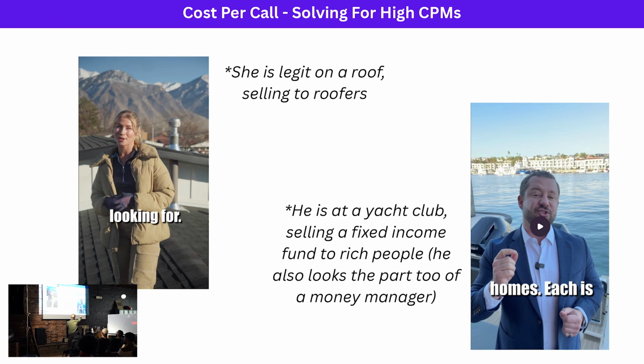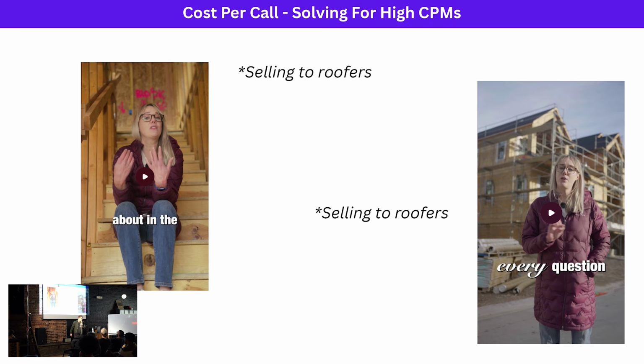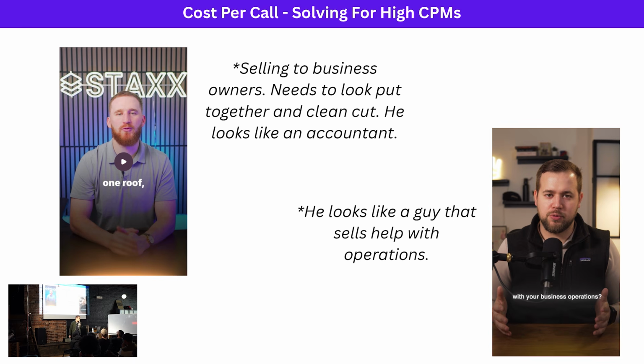Another one here, this guy raises money, and he's at a yacht club selling fixed income funds to rich people. And he looks the part, right? He's not there with a gold chain. He's got a nice jacket on and everything. Looks pretty clean. Again, selling to roofers. She's in a house that's not built. She's outside of a house as well, selling to roofers.